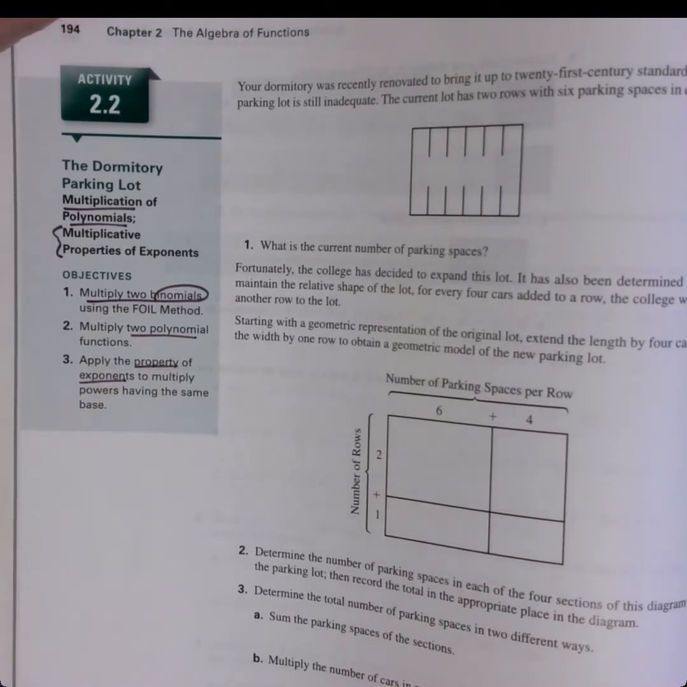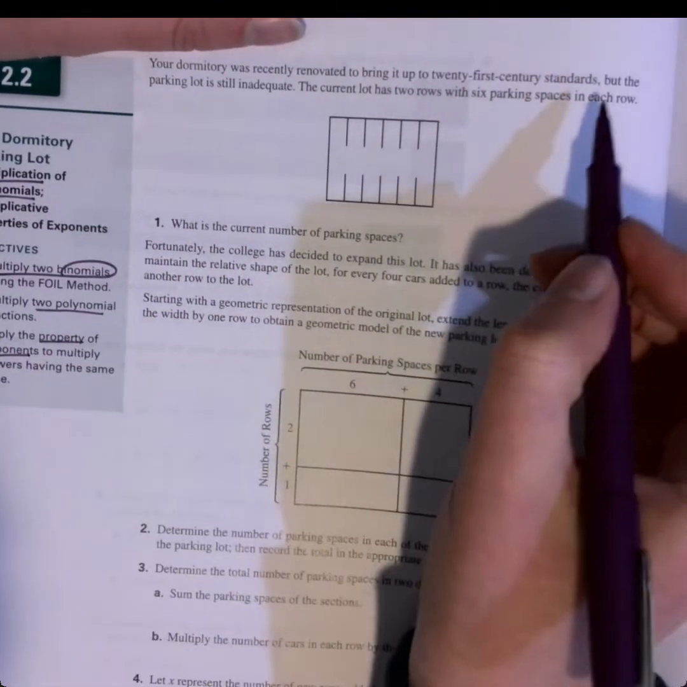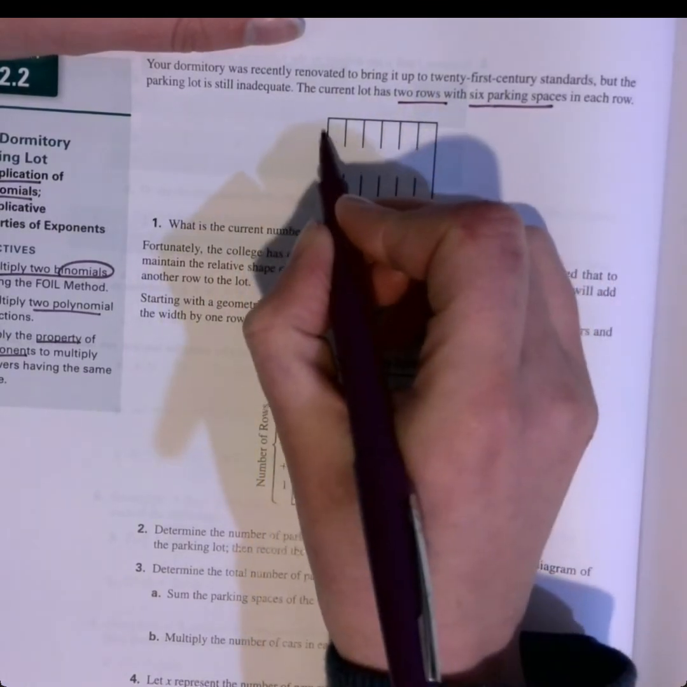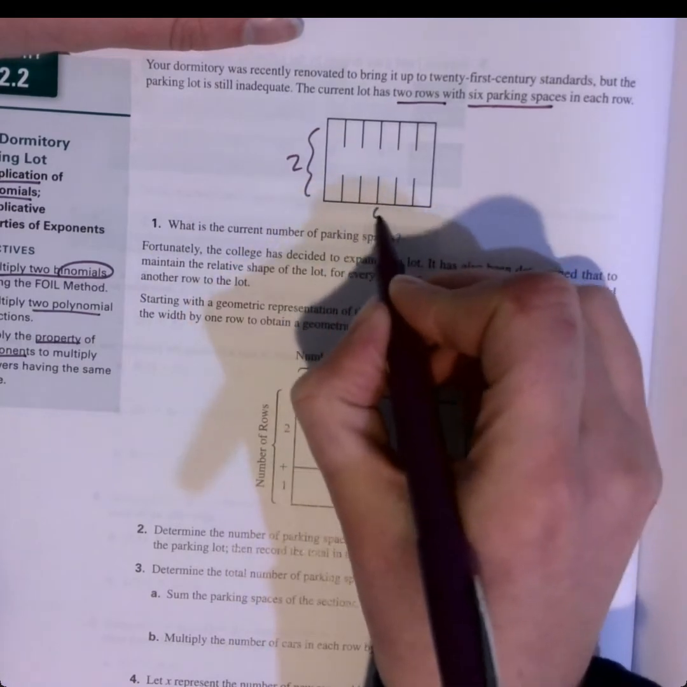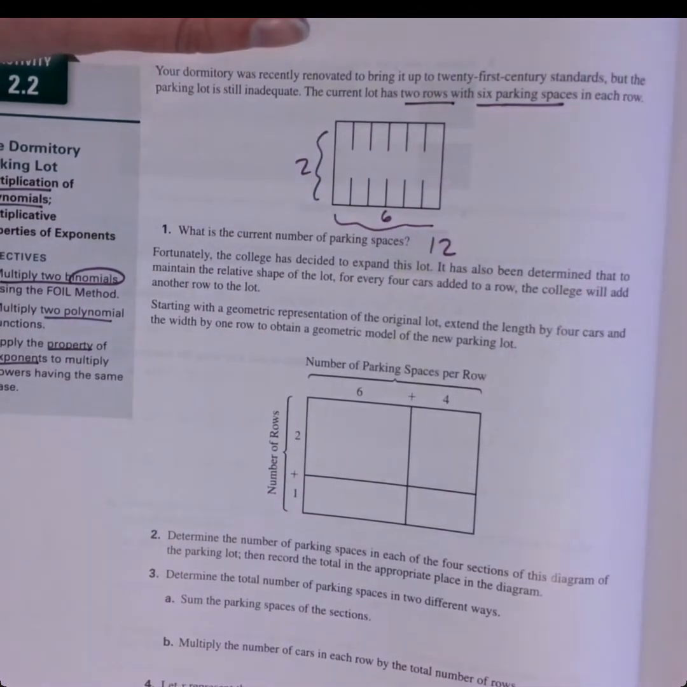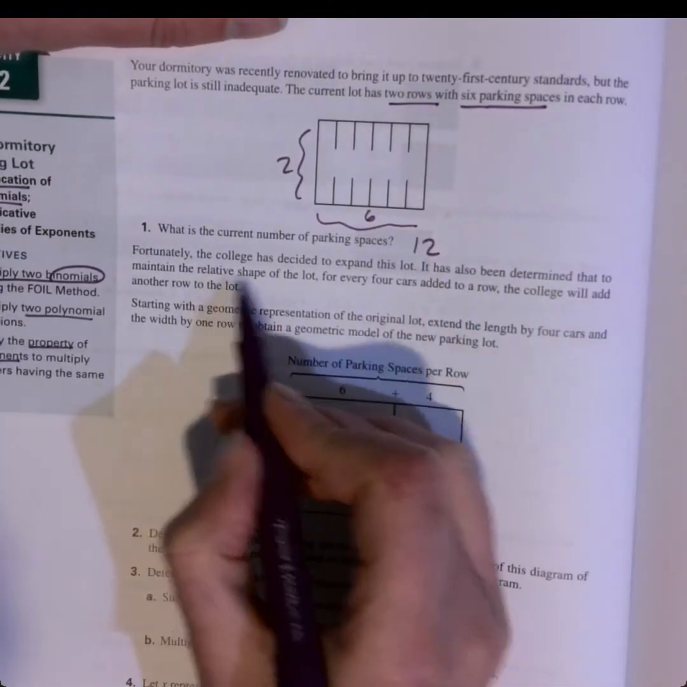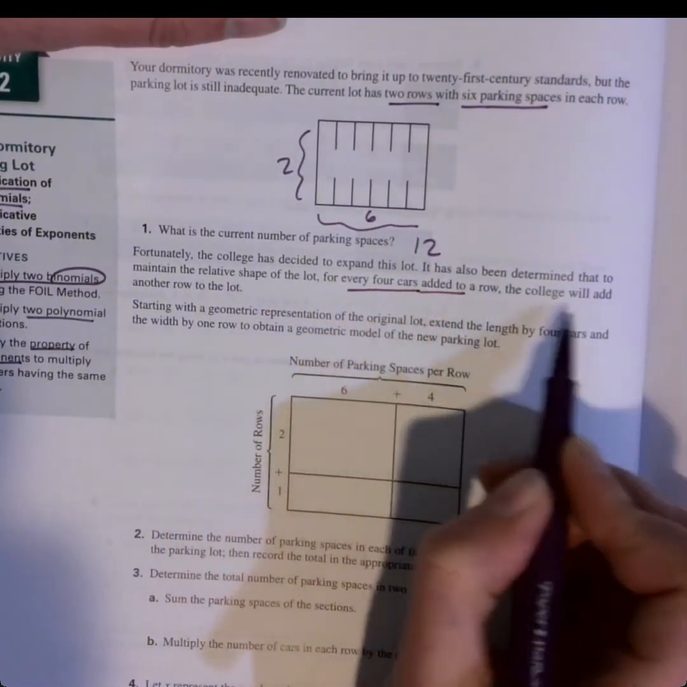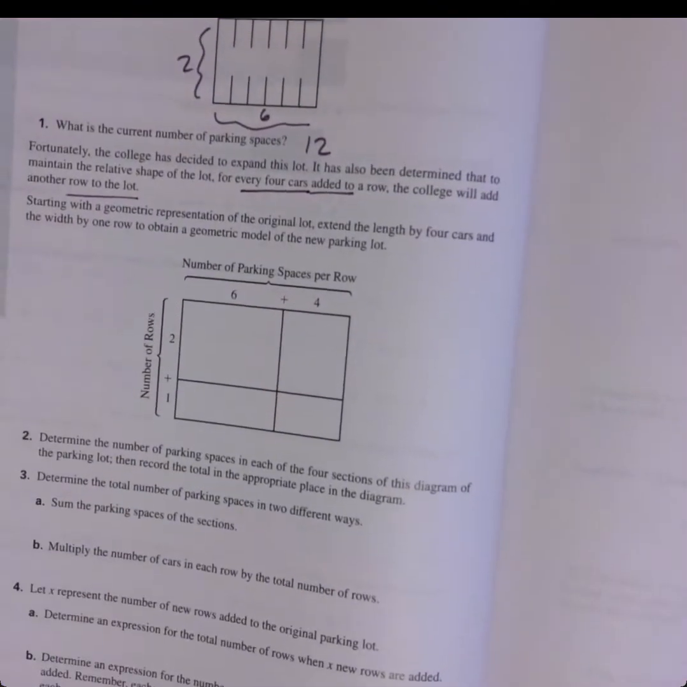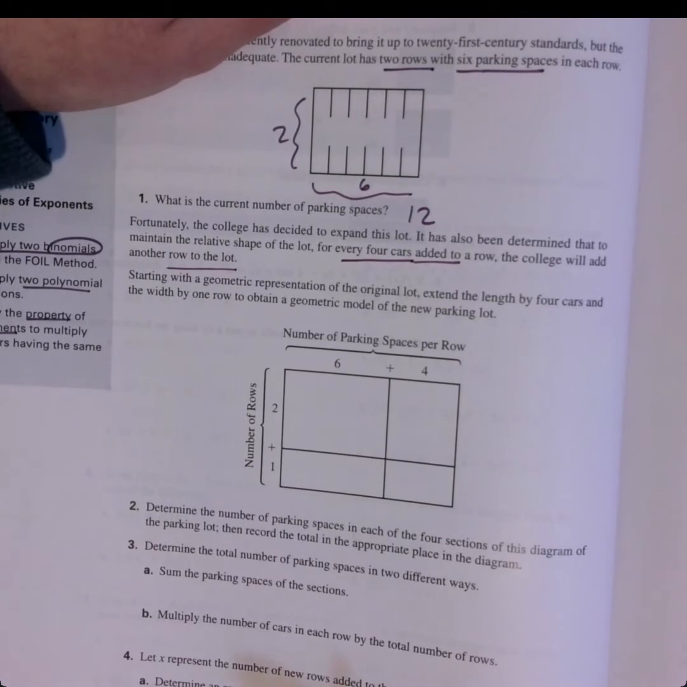So, starting off, we've got some kind of parking lot, and it has 2 rows with 6 parking spaces. So you can see our 2 rows with 6 spaces across the bottom here. So the current number of spaces is 12. Fortunately, we're going to expand this lot, but we want to maintain the relative shape. So for every 4 cars added to a row, we're going to add another row. So if we start by adding 1 row, we're going to add 4 spaces. So we want to figure out how many spaces we have.